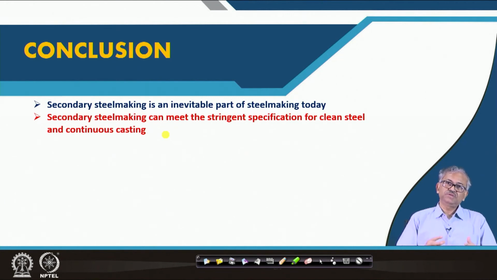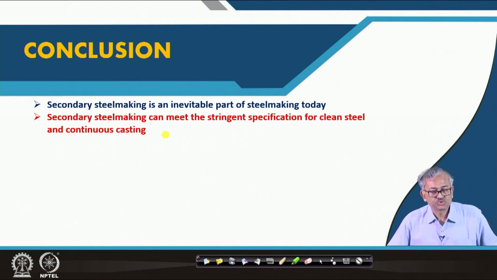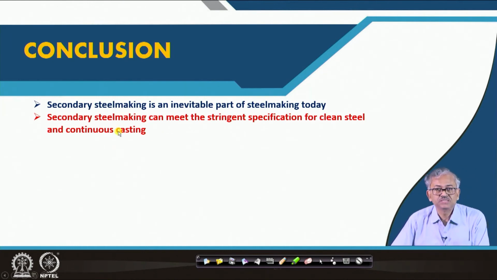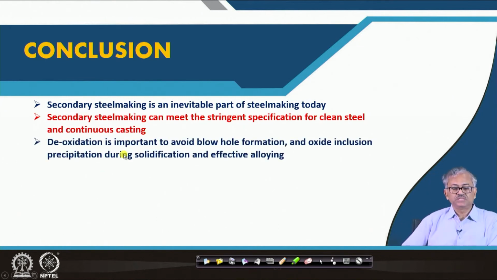So that way it is saving time and productivity will be high. So this is the aim of the secondary steel making. Nowadays, without secondary steel making, you cannot produce the steel of today's requirement. This is the first thing that we have discussed, and the various units are there in secondary steel making. And next is the deoxidation.